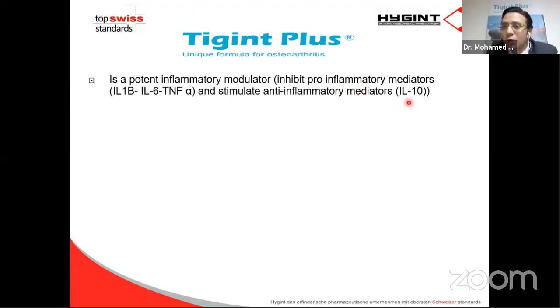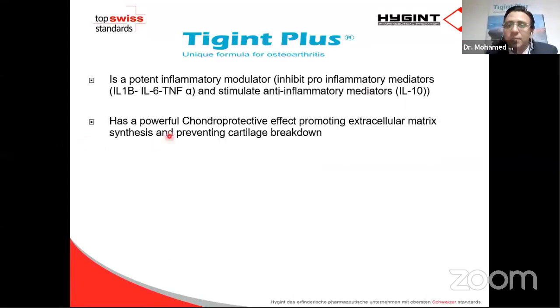وبالتالي انا مش بس بقلل الانفلاماتوري ميدياتورز، لا ده انا بزود الانتي انفلاماتوري ميدياتورز او السيتوكاينز. ليه كمان باورفول كونتر بروتكتيف افكت عن طريق ان هو بيروموت الاكسترا سيلولار ماتريكس سينثيز ايذر باللاكتوفيرين او بالكولاجين نفسه اند بريفنتنج الكارتريج بريك داون.